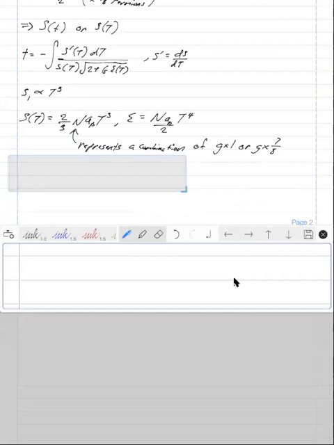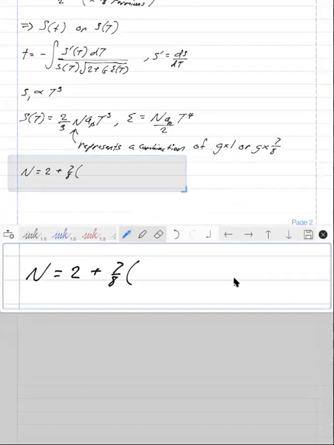So for example, if we want to consider all of the fermions and bosons in this case, then N will be 2, this is for photons. And then plus 7/8, this will be for any fermions. And so now we're going to count the fermions.